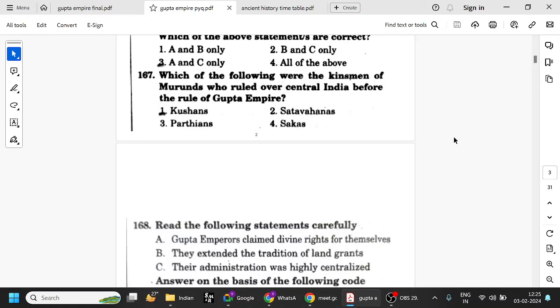Which of the following were the kinsmen of the Murundas who ruled over central India before the Guptas? So we have seen pre-Gupta or post-Mauryan dynasties, the Satavahanas, Kushans and Murundas. Satavahanas were in the south and Kushans were in the north, and they were kinsmen of the Murundas.